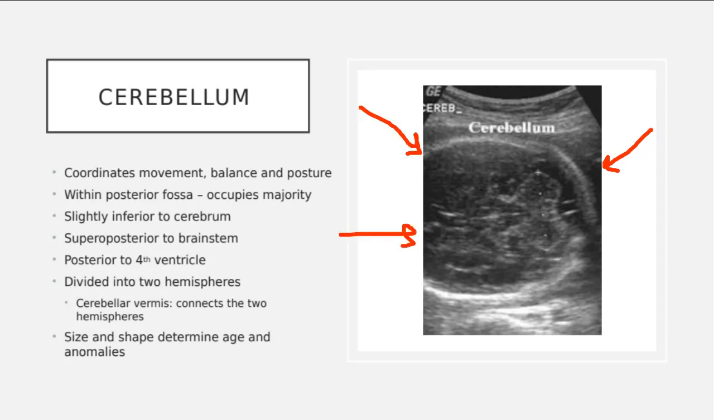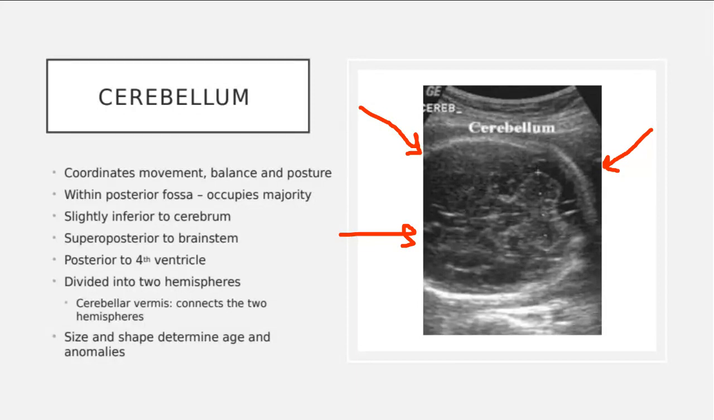So our cerebellum is going to help with our fine tuning skills. It's going to help us coordinate our movement, our balance, and our posture. It's a structure in that posterior fossa, and it actually occupies the majority of space in that fossa. It's going to be located inferior to the cerebrum. It's going to be above and behind the brain stem. It's going to be posterior to our fourth ventricle.